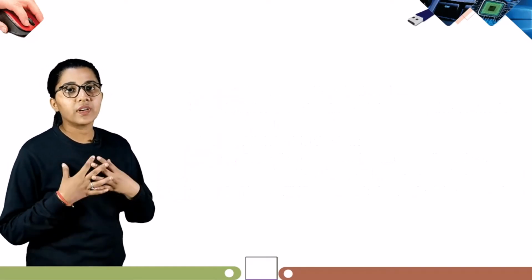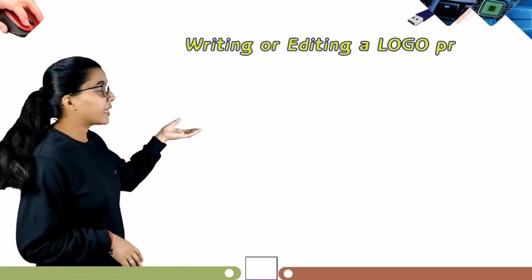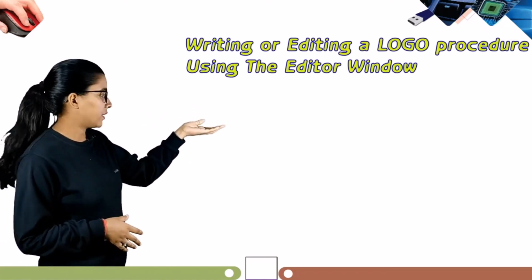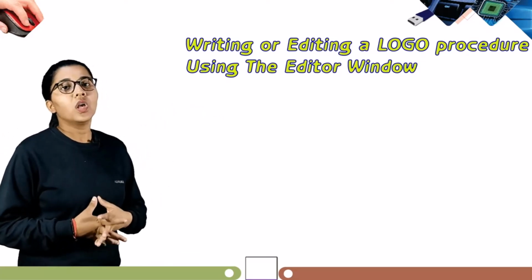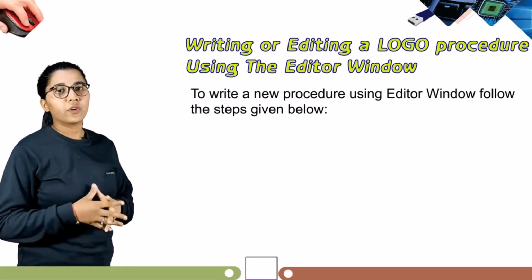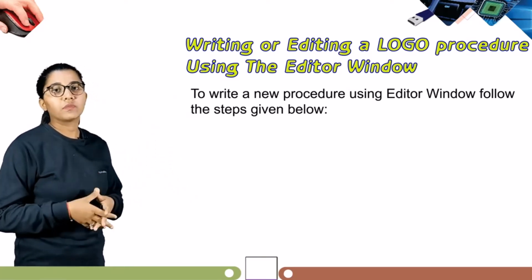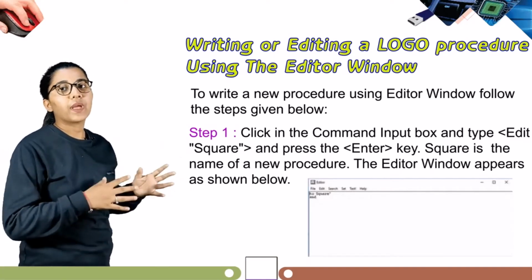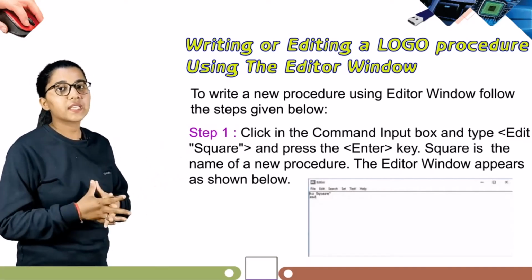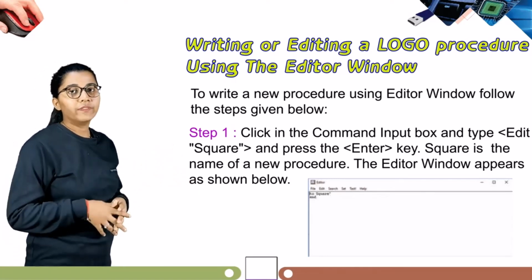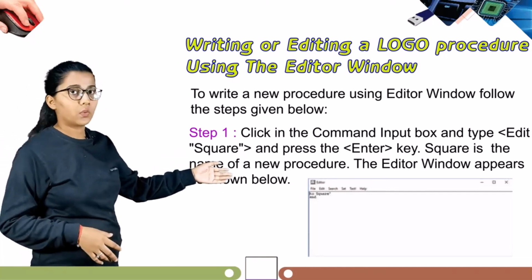Now students, our next topic is writing or editing a Logo procedure using the editor window. Now, to write a new procedure with the editor window, follow the following steps. So, our step 1 is click in the command input box and type edit square and press the enter key. Square is the name of a new procedure. Window appears as shown below.